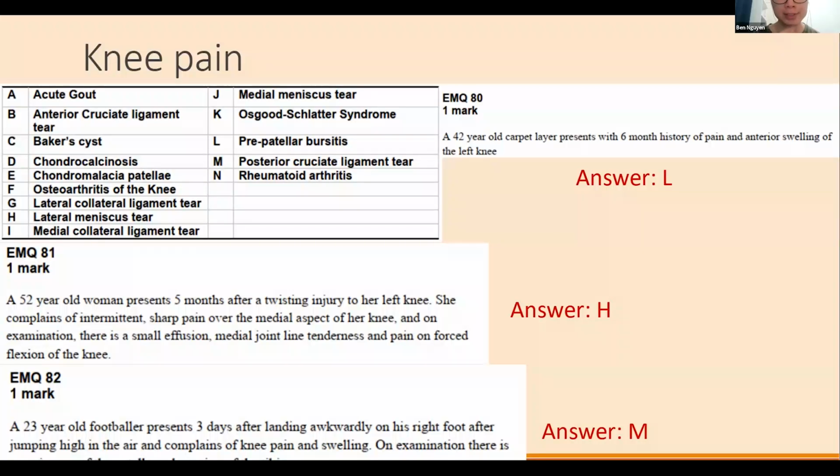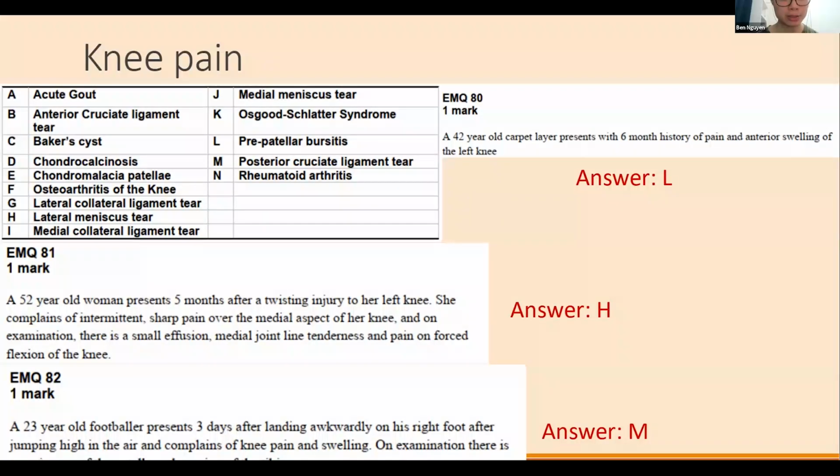Cool. So for question 80, bursitis is very commonly associated with pressure on that joint, right? So if you can imagine resting your knee on the floor, or you can often get bursitis in the elbow as well if you're resting your elbow on the desk too often, like if you're typing or writing all day.